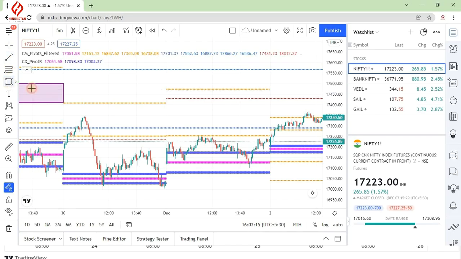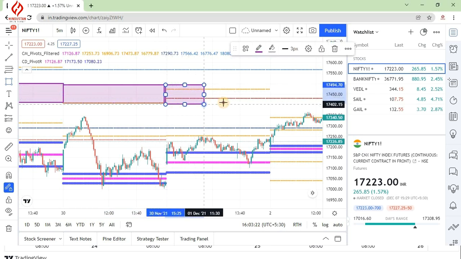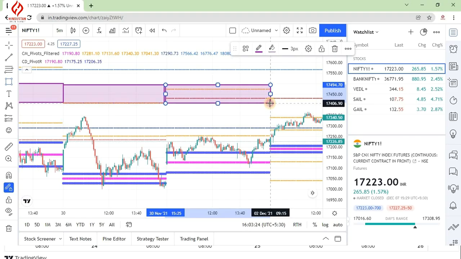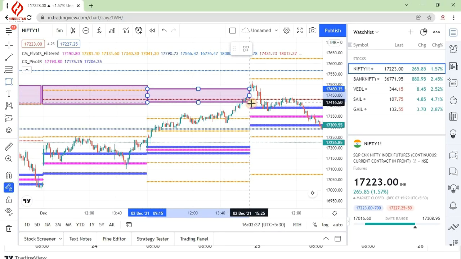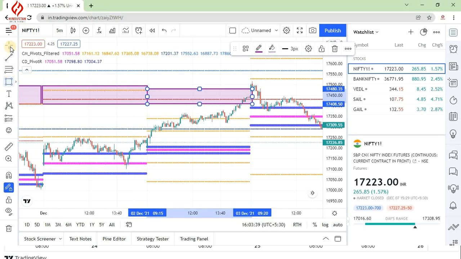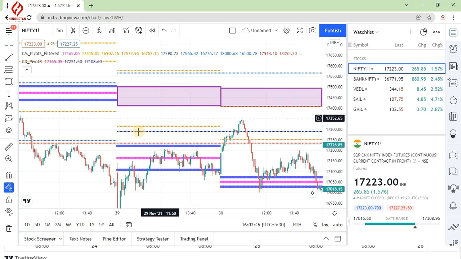First day, second day, up to 5 to 6 days you can mark, and you can take trade accordingly. And virgin CPR is powerful only when it is new, right? So up to 4 to 5 days I have marked, right? And one more thing, virgin CPR is more powerful in the morning session instead of the evening session.